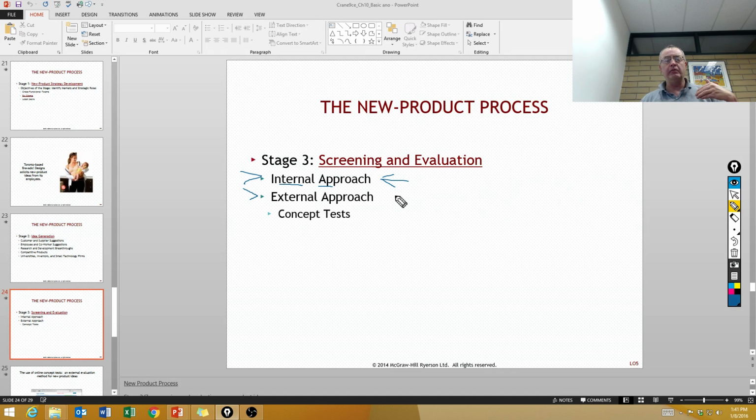So we might develop some mock-ups of our product. We might come up with some drawings or sketches, some written descriptions of the product, and then we might go out and talk to potential customers and say, hey, do you think you have a need for this kind of product if we were to produce it? So we can actually talk to the real market to get some feedback from them as part of this screening and evaluation stage.